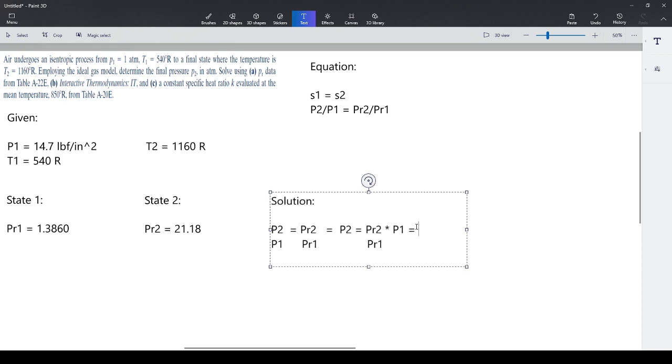And times 14.7. So it looks like our pressure is going to be 224.64 psi, because I did mine in psi. So let's see what their answer is.